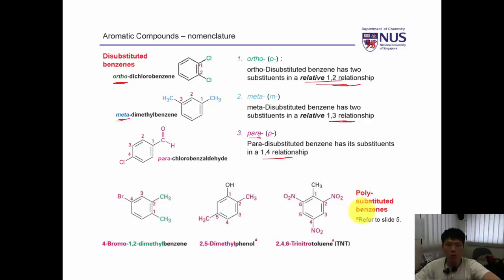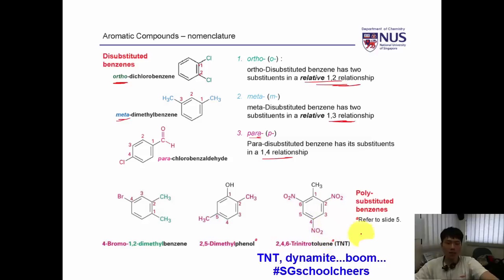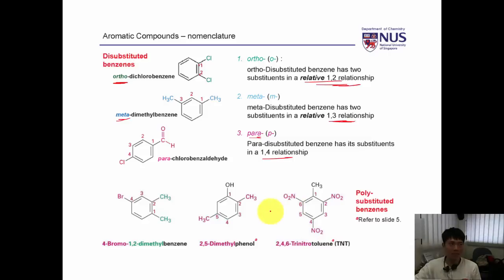For poly-substituted benzenes, we could refer to slide 5, but here let me just run through this quickly with you. This is called 4-bromo-1,2-dimethylbenzene. 2,5-dimethylphenol. Recall that the numbers should be smallest. This is 2,4,6-trinitrotoluene, in short TNT. Remember? You used to sing this. TNT, dynamite, TNT, dynamite. Right? So now you know what this is. You can draw it out.